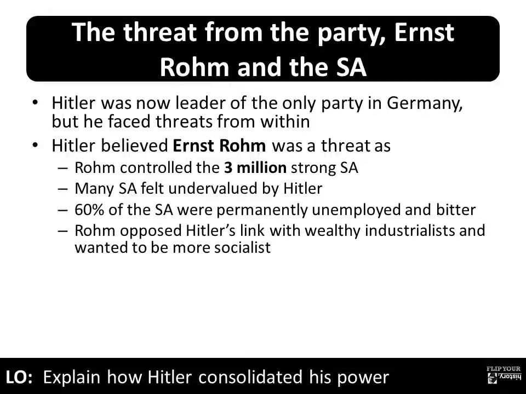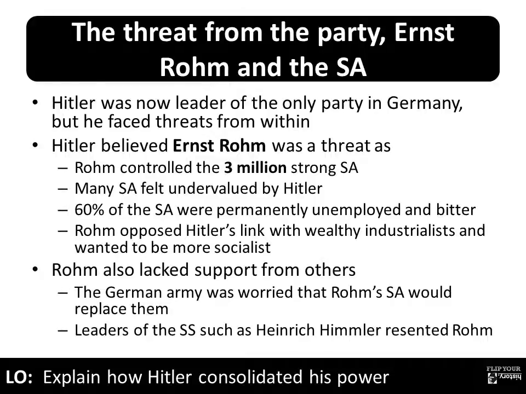He felt that the SA may feel undervalued by Hitler. 60% of them were permanently unemployed and were bitter that their lives had not improved. And Rohm also opposed Hitler's link with wealthy industrialists and wanted to be more socialist and help the working man.